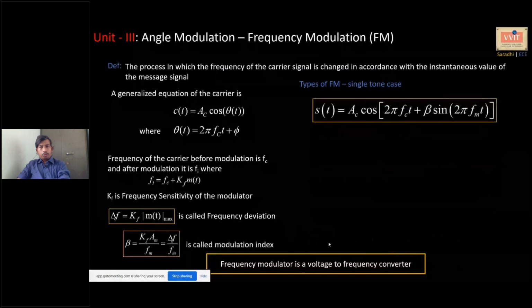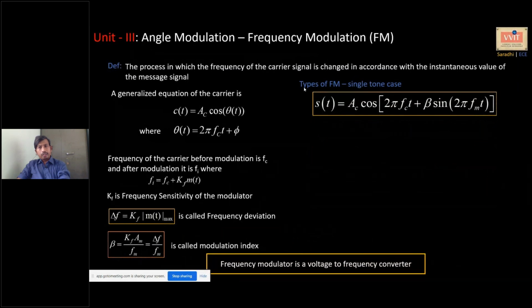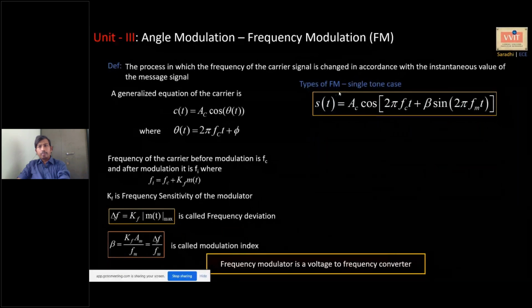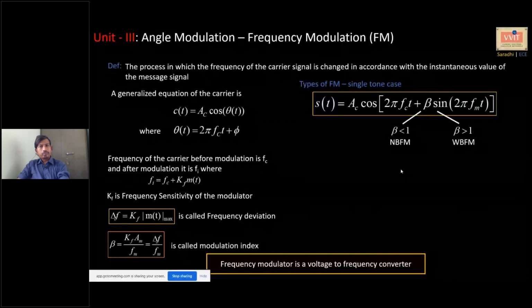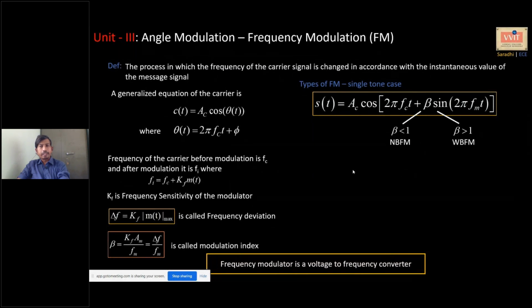Now two different types of FM are possible depending on the beta value. This beta can be either less than 1 or greater than 1. So when beta is less than 1, the FM is called narrowband FM. When beta is greater than 1, the FM is called wideband FM. Now our job is to see how to generate each of them, and to look at their spectra, all these things.